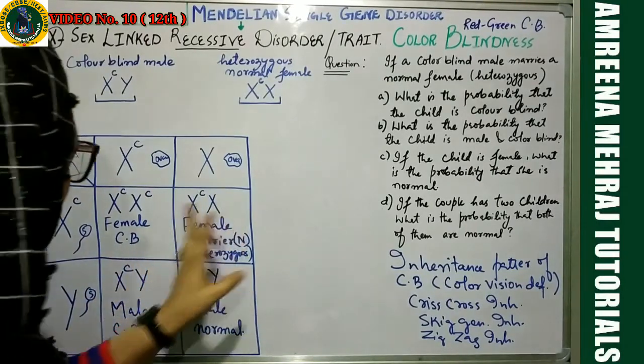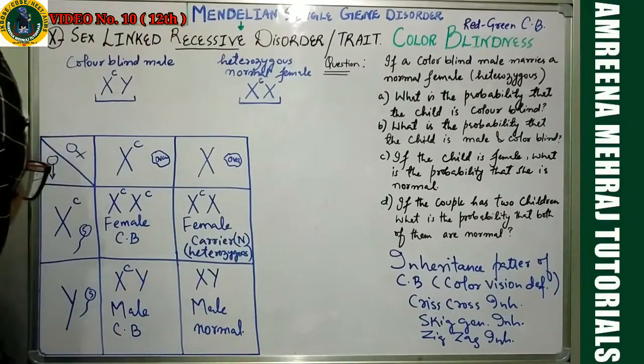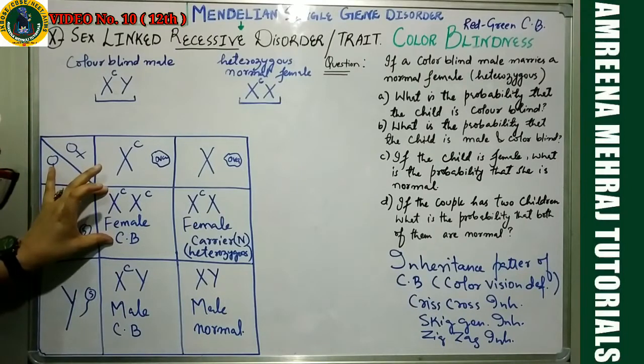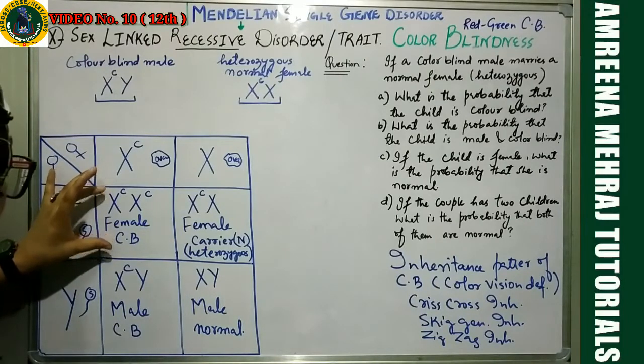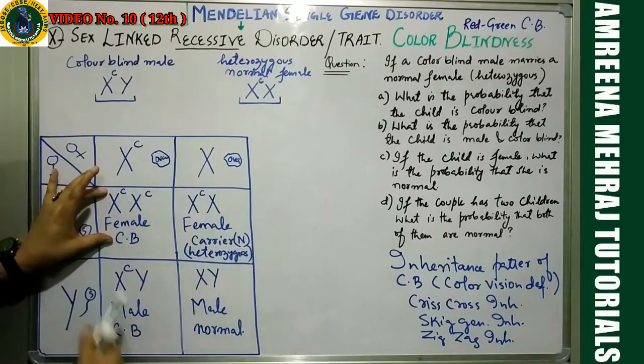50% chance for the female, 50% chance for the male. It's the probability distribution basically. There will be one female out of the 4 who will be colorblind.